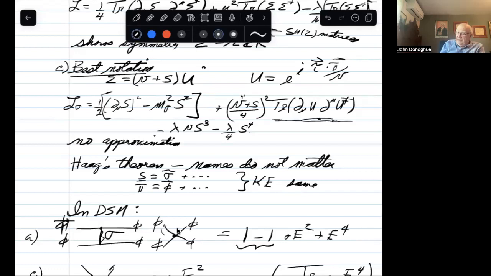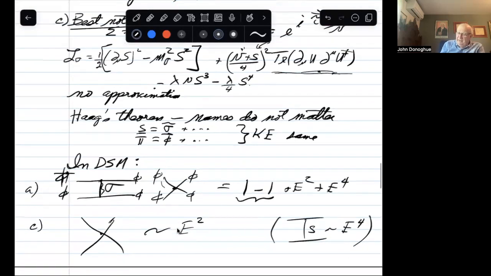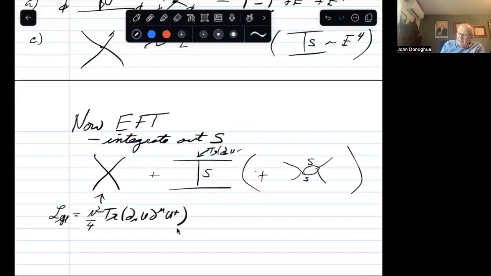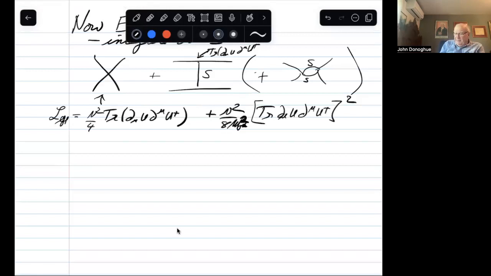The piece where I couple up to a power of S comes from the expansion of that interaction there, and also involves this. So each of these vertices here is trace d mu u d mu u dagger. So the next term turns into v squared over 8 m sigma squared, trace d mu u d mu u dagger quantity squared. At this stage, I've replaced the propagator 1 over q squared minus m sigma squared by just minus 1 over m sigma squared because I'm doing an energy expansion and q squared is small. So I just get a local term.